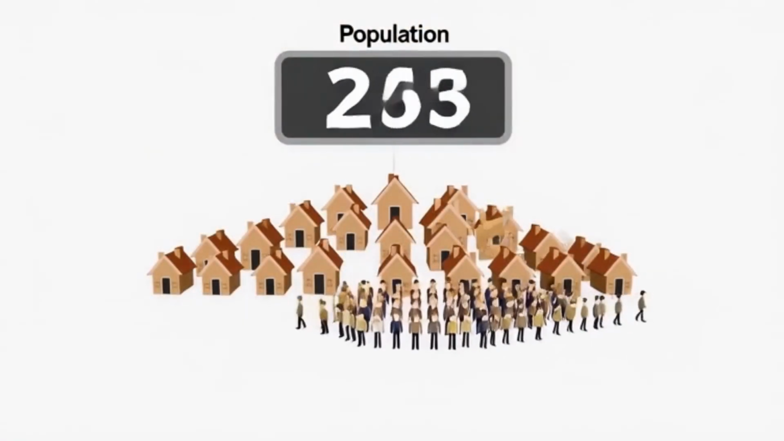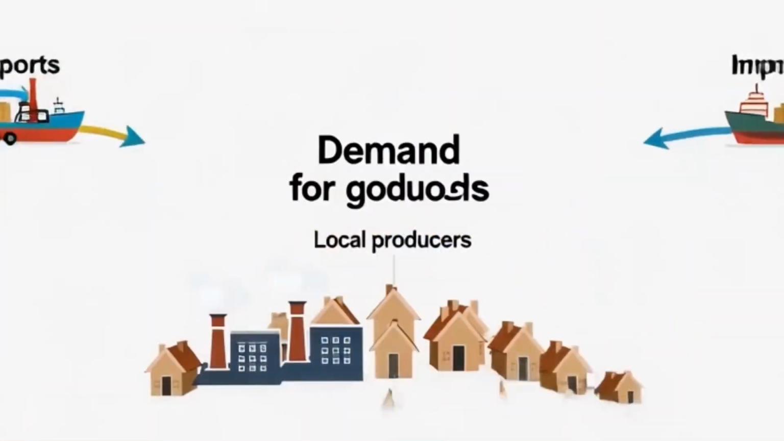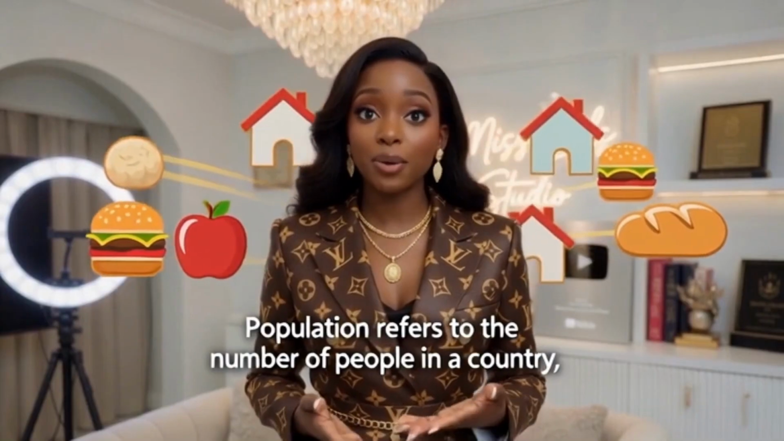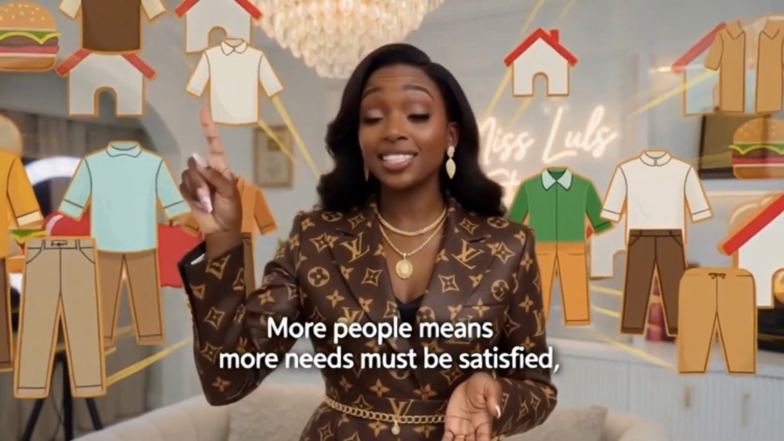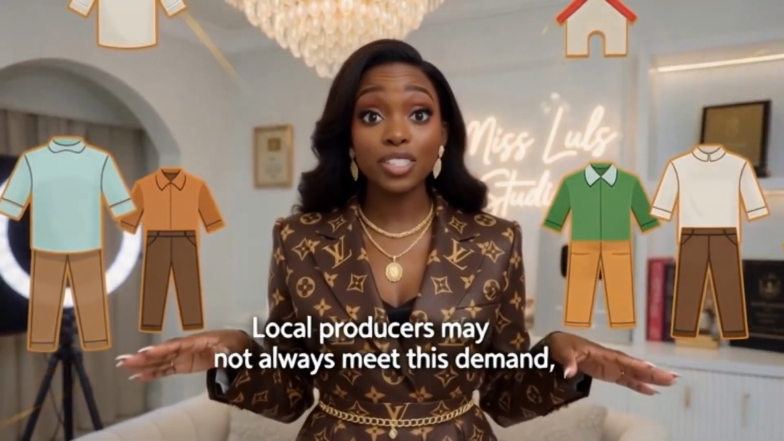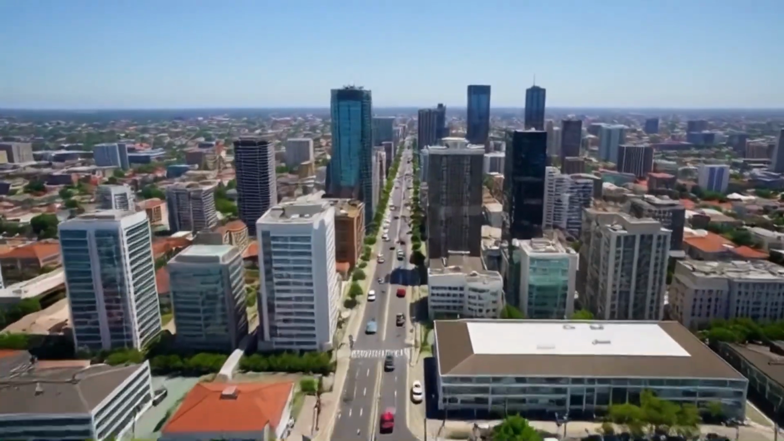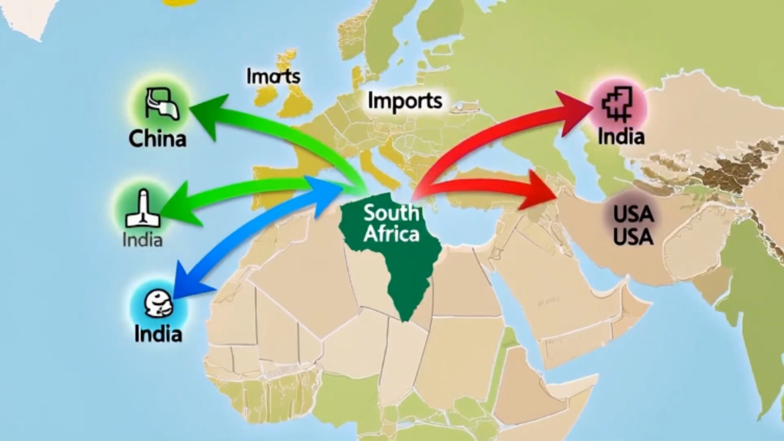People stands for population. As population increases, demand for goods increases. Local producers may not meet this demand. Imports are needed to fill the gap. Population refers to the number of people in a country. More people means more needs must be satisfied. For example, if South Africa's population grows rapidly, demand for food and clothing increases. Local supply may be insufficient, so imports are used to fill the gap, increasing international trade.